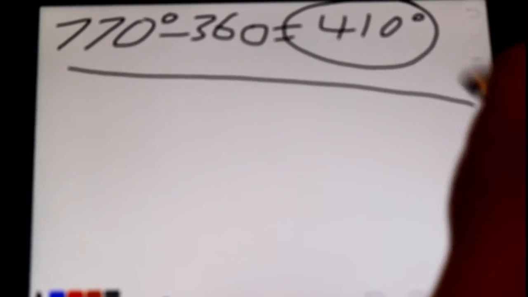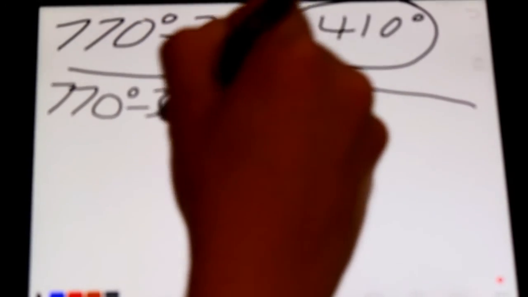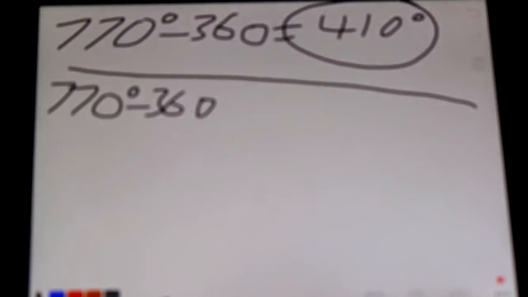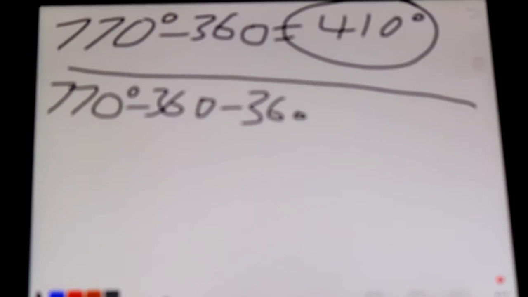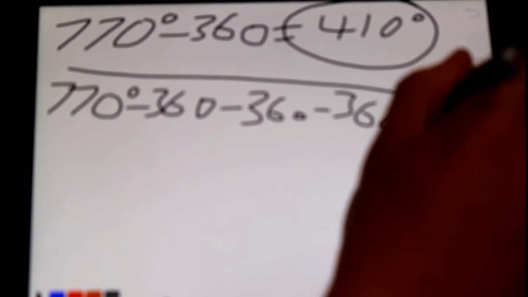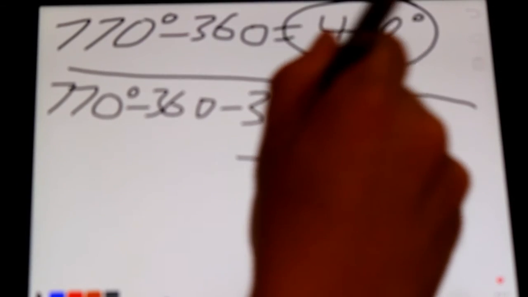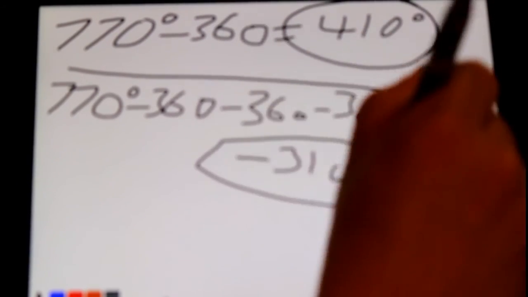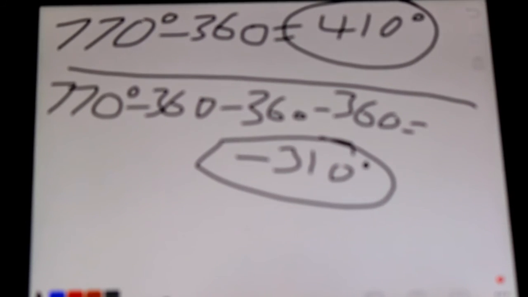Now for the negative coterminal, you'll notice if we subtract 360 one time, we have a positive angle, and that would not be a negative coterminal, it would be a positive coterminal. So let's try subtracting 360 one more time. So 410 minus 360 is still going to be a positive angle, so that's not going to work. So let's try subtracting 360 one more time. That works. When we subtract 360 3 times, we're going to get negative 310 degrees. And that is our first negative coterminal for 770 degrees.